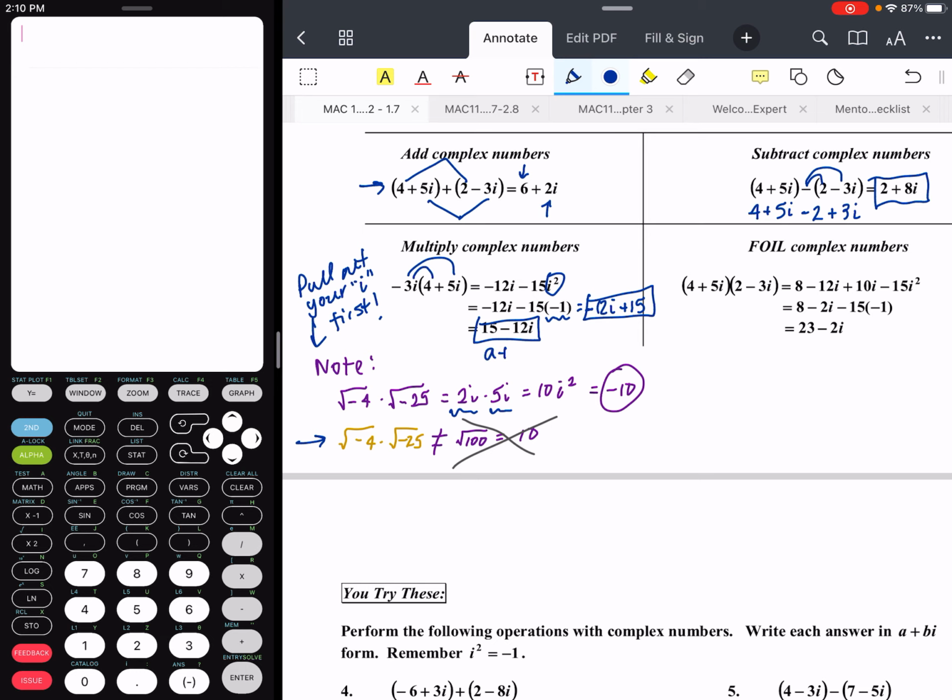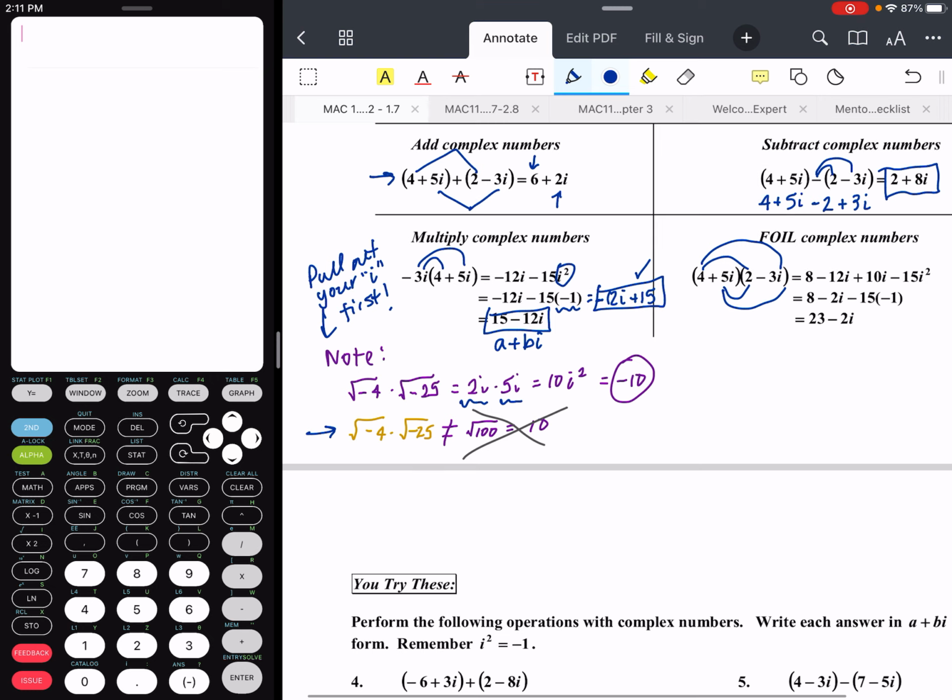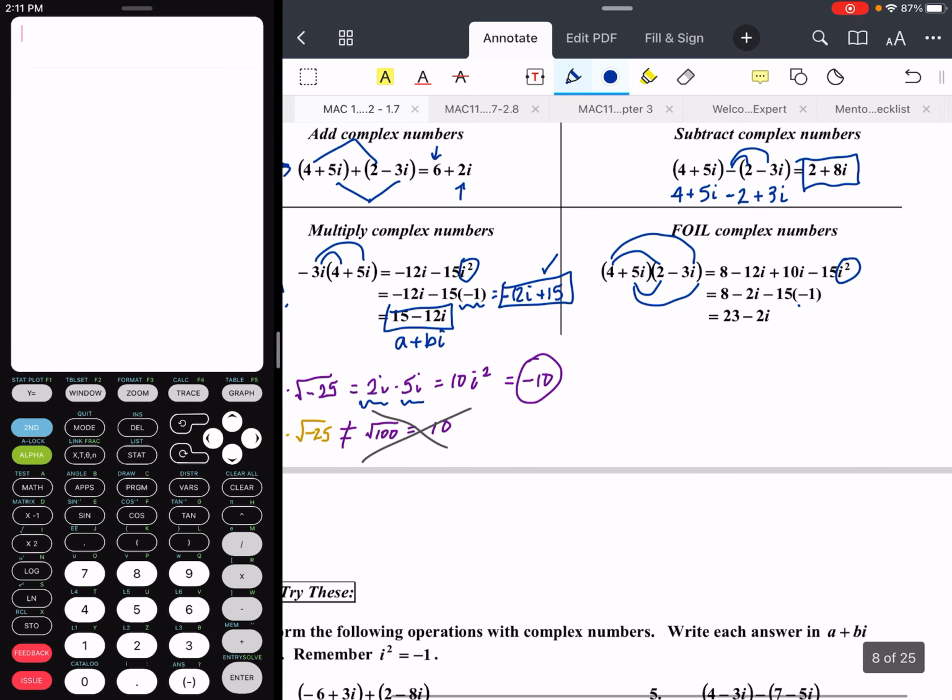This is more the a plus bi form, just following that format, following that order, but this would be fine as well. So the order doesn't matter as long as you have your two separate parts, your real and imaginary. All right, and over here we've got a FOIL example. So we've got 8 minus 12i plus 10i minus 15i squared. And again, we'll convert that i squared into -1. We also combine our like terms here in the middle. Negative 12i plus 10i simplifies to that -2i. And then we have 8 plus 15 because of that double negative, so that's where we come up with the 23 minus 2i.